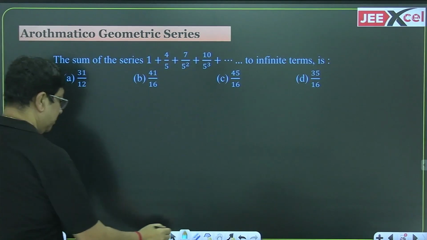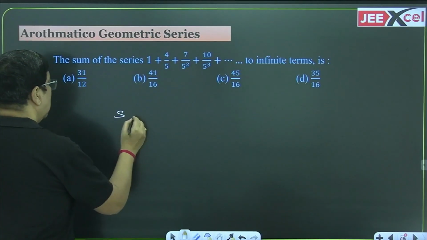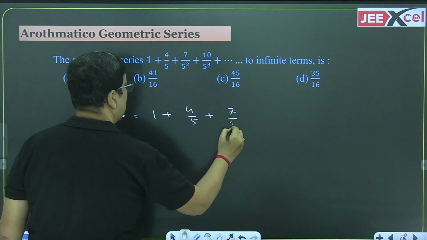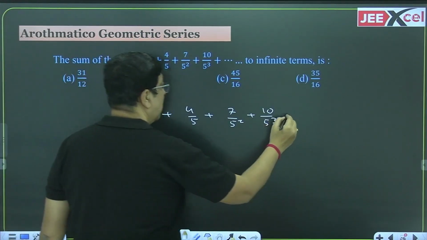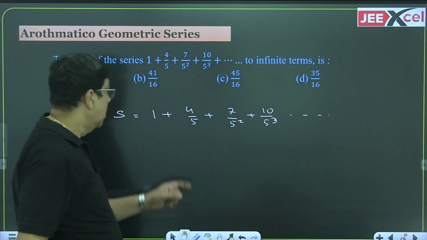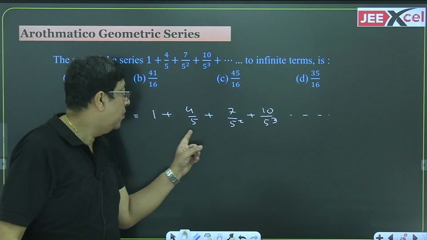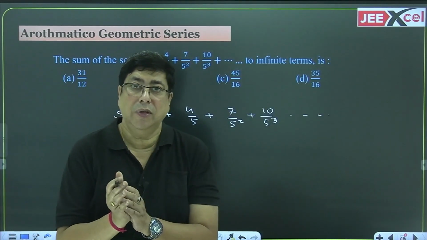What will we do here? S is equal to 1 plus 4 by 5 plus 7 by 5 square plus 10 by 5 cube. Everybody, these are very probable for the JEE. So you see one thing, the numerator is increasing in AP, the denominator is moving in the form of GP. So how do we solve this? We will solve it by the shift method.